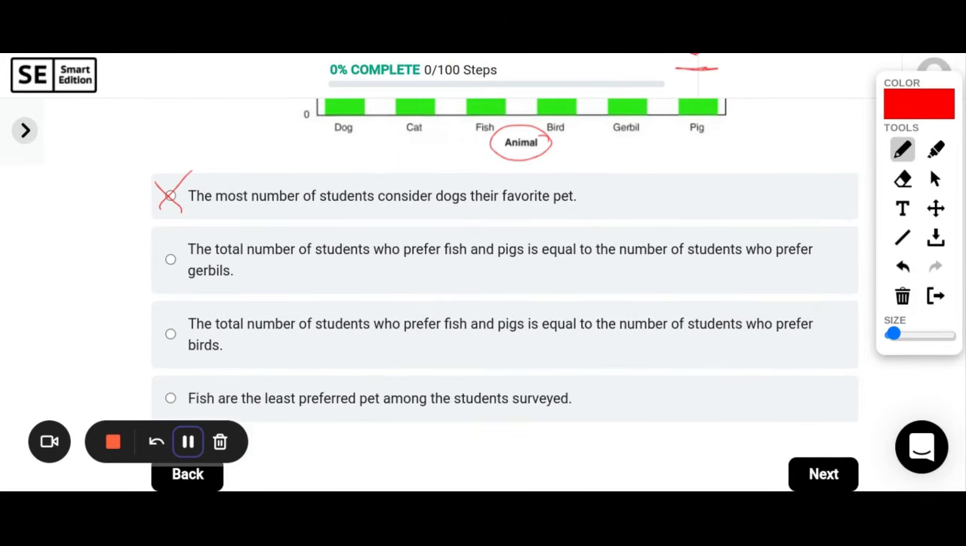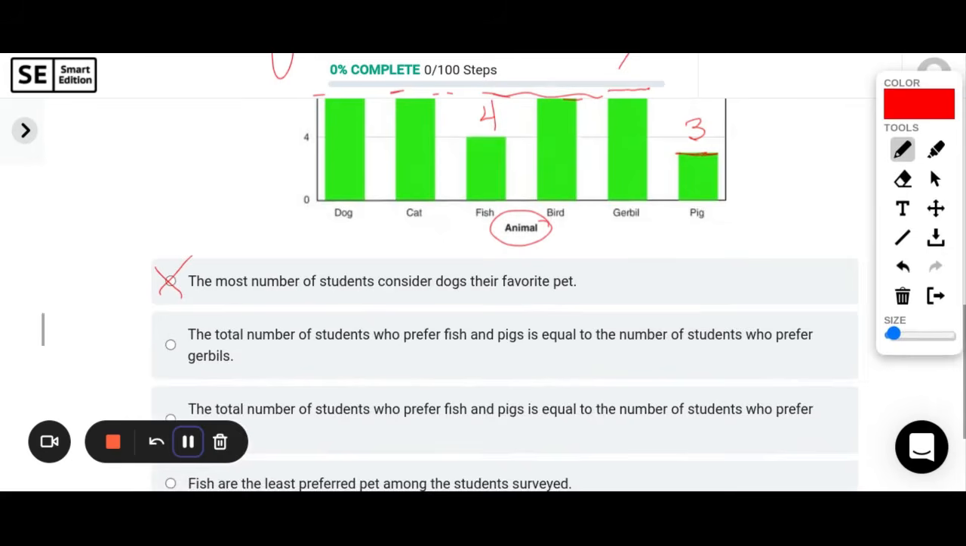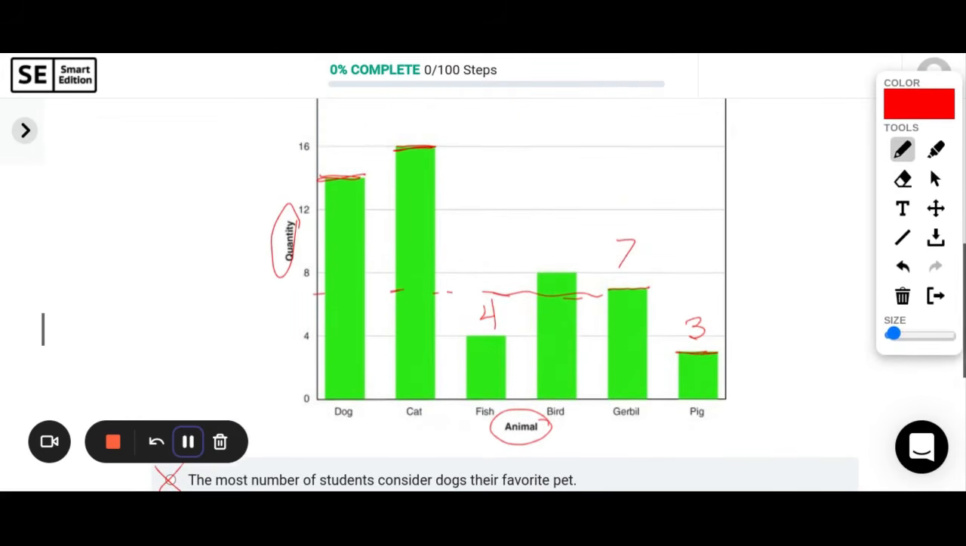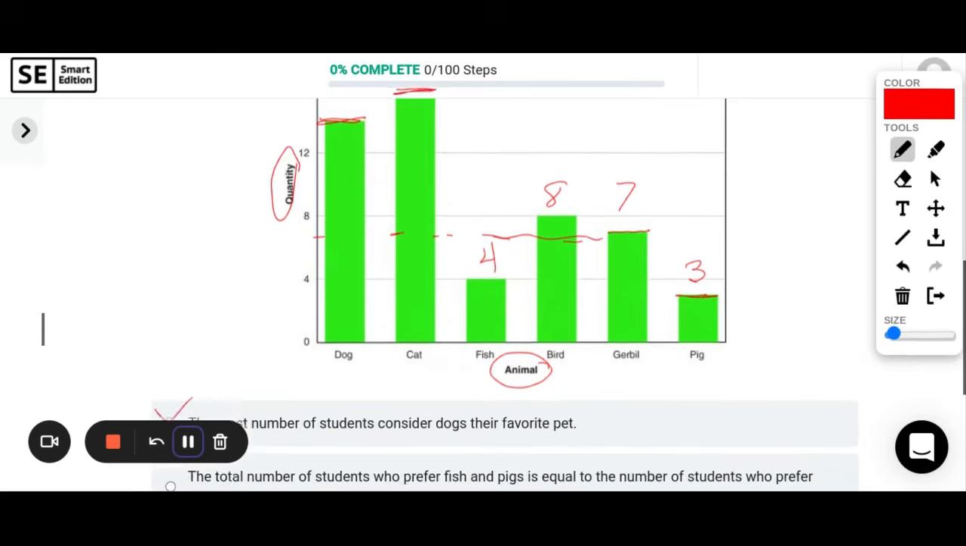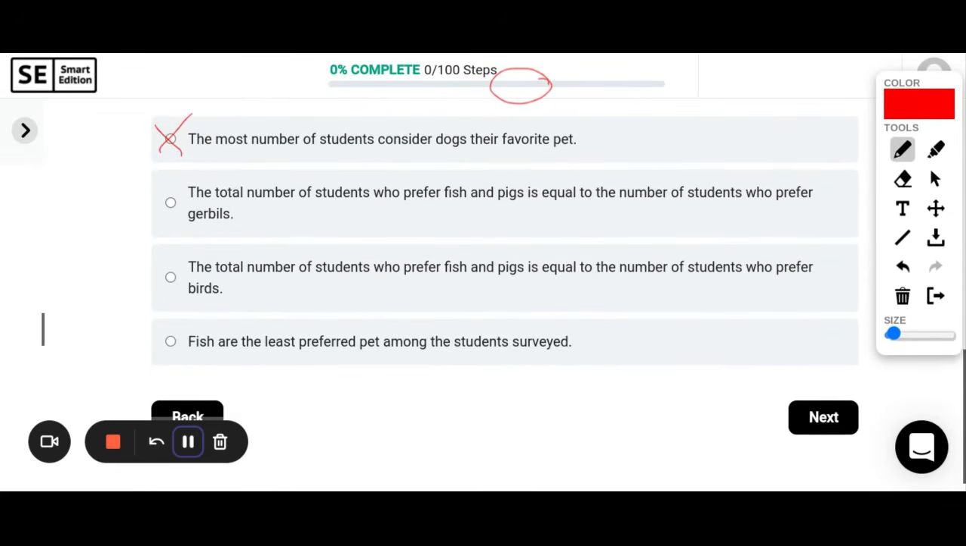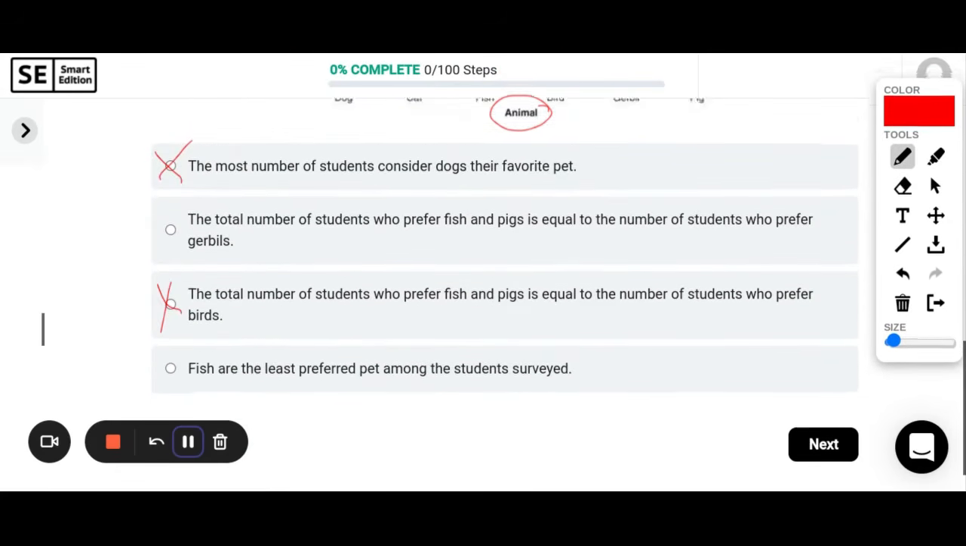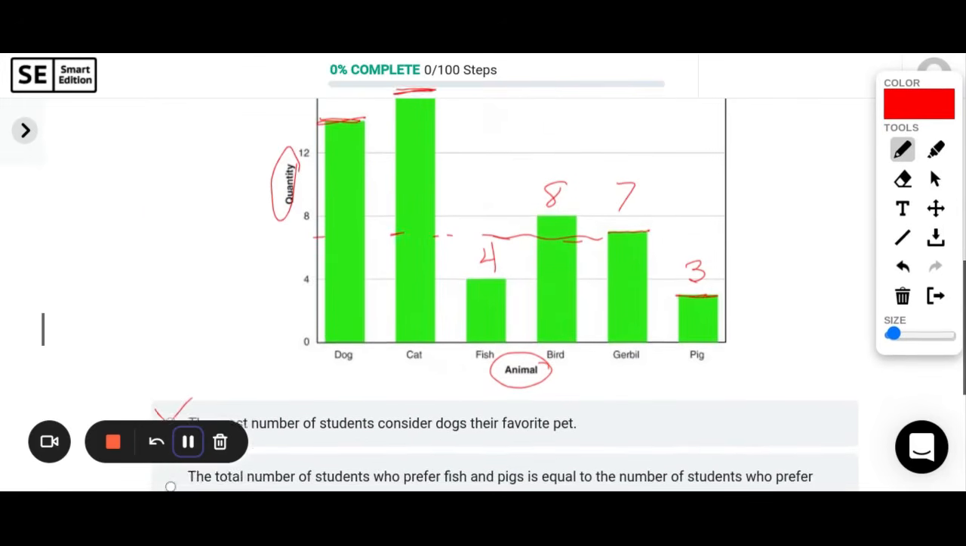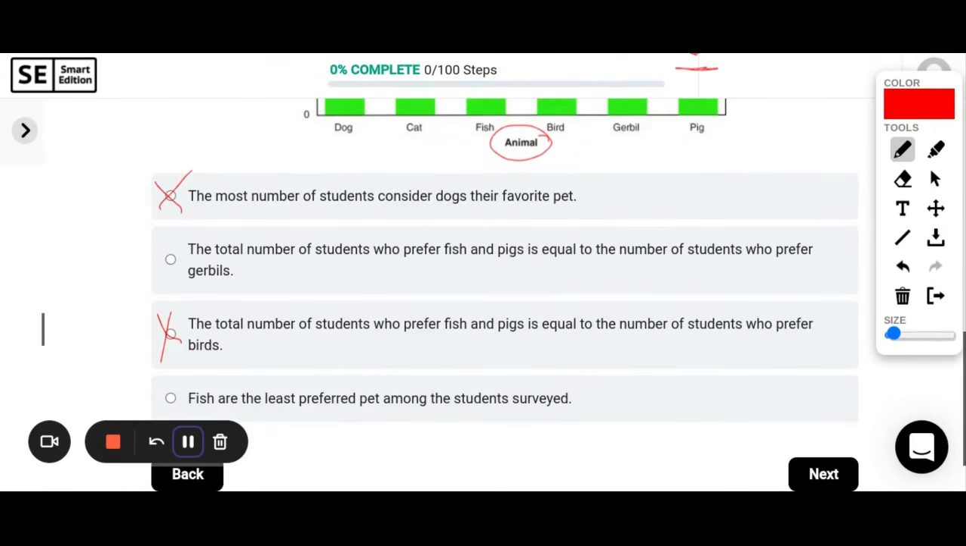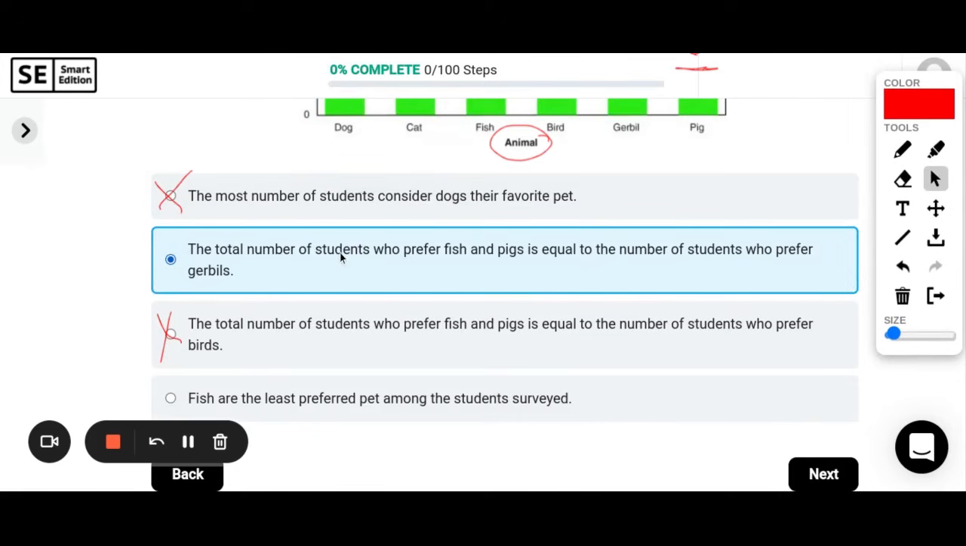And if I go through and check the next one, just to be sure, the total number of students who prefer fish and pigs is equal to the number of students who prefer birds. So fish and pigs, 4 fish, 3 pigs, but birds is up here at 8. So that's not right. And then fish are the least preferred pet. Nope, pig was less. So we were good with option number 2, but I always like to double check just in case I miss something.